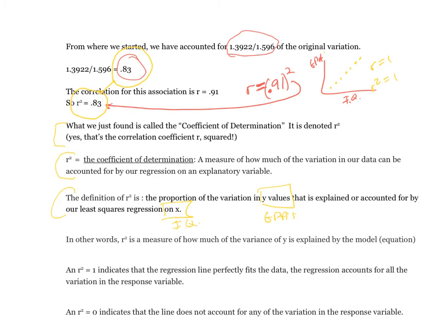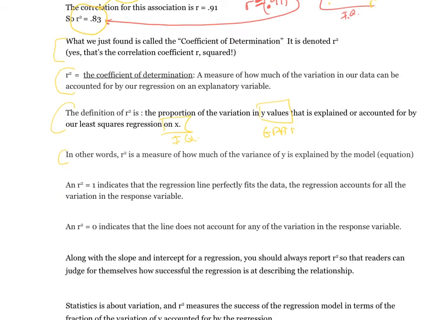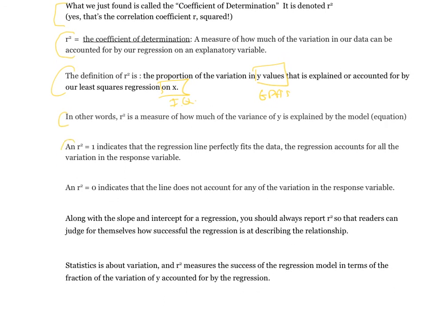So in other words, R squared is a measure of how much of the variance of y is explained by the model. And our model is the equation. An R squared of 1 indicates that the regression line perfectly fits the data, and the regression accounts for all the variation in the response variable. That's a wonderful situation if it happens, but in real life data, it's rarely are you ever going to see an R squared of 1 or 100%. An R squared of 0 indicates the line does not account for any of the variation in the response variable. Obviously, in that situation, we would never use that line to make a prediction, because it's simply not going to be accurate at all.